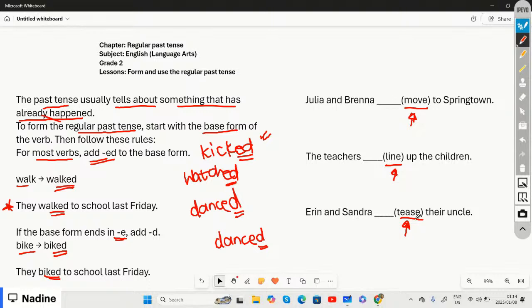All right. So now if we look at these sentences, it says, "Julia and Brenna move to Springton." We need to change that word move to the past tense. Remember, we said that if we want to show the past tense, we either add D or we add an ED to a word in order to show the past tense form of that verb.